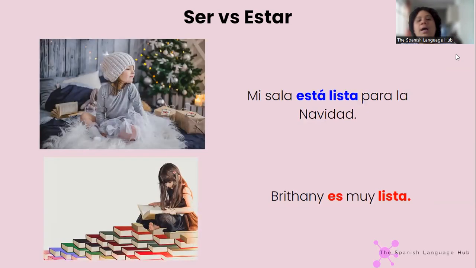Okay, continue. Mi sala está lista para la Navidad. Brittany es muy lista. Okay, so here, again, two completely different meanings. Mi sala está lista means my living room is ready for Christmas, which means that all the decorations are up. Everything is decorated, everything looks beautiful, it's ready for Christmas. Now, when I say Brittany es muy lista, it means that she is very smart.